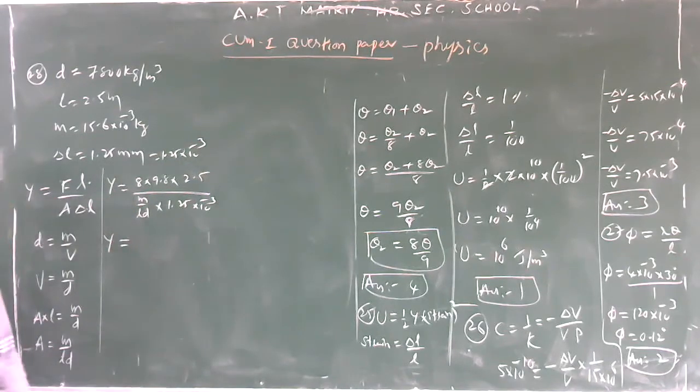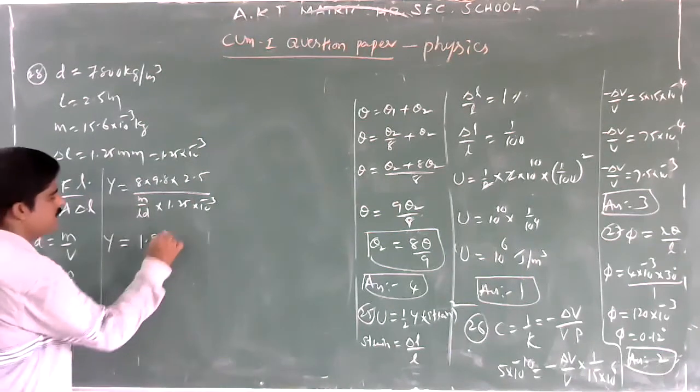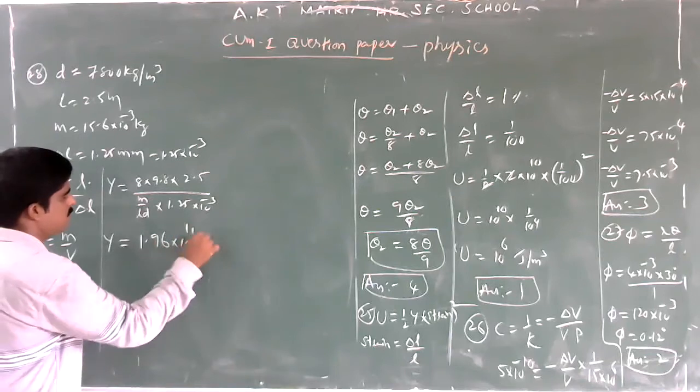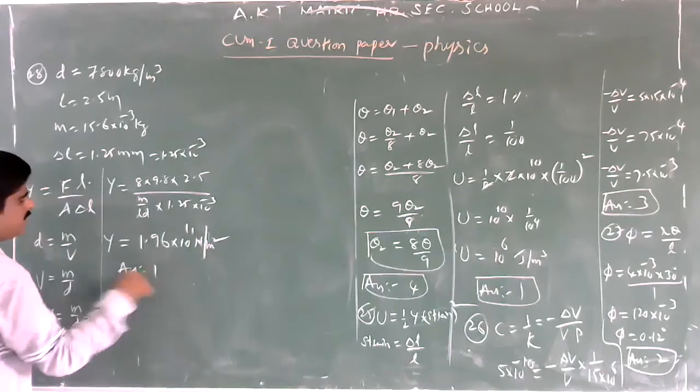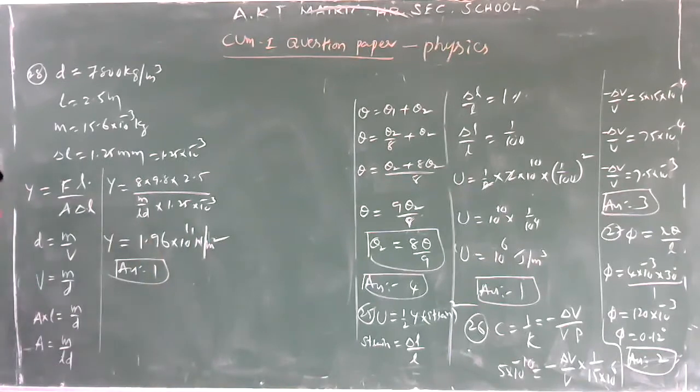After simplifying this, you will get Young's modulus Y is equal to 1.96 into 10 to the power of 11 Newton per meter square. So which option is correct for question number 28? First option is correct.